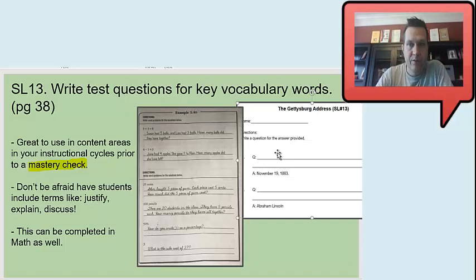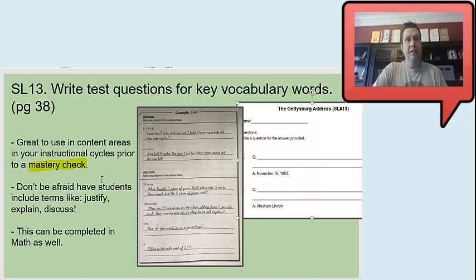And then for ELA or other topics, you've got, write a question for the answer provided. In this one, you can see the answer is November 19th, 1863, which we know is not when the Declaration of Independence, but when the Gettysburg Address was written. So they would have to pose the question that would lead to that answer. A really cool way to do that can be something that's done once they understand the premise and how to do it.